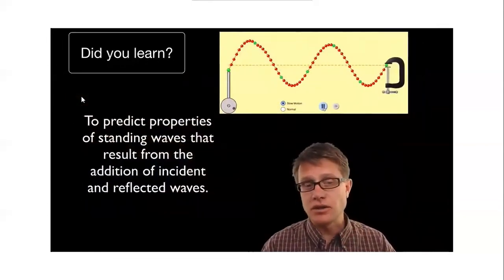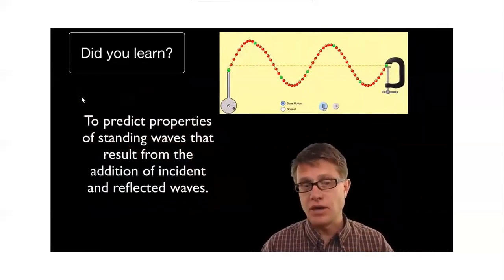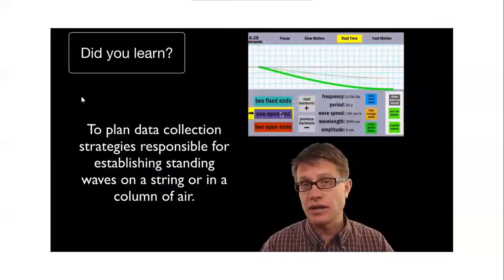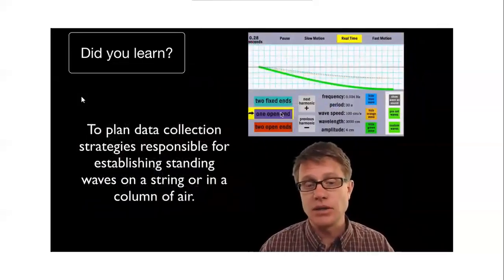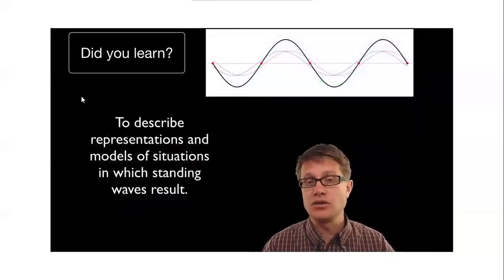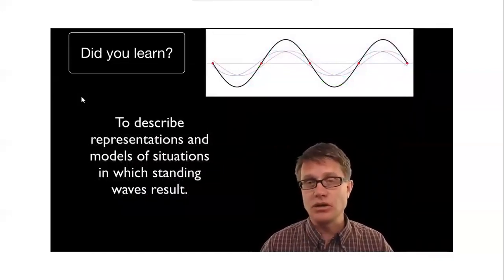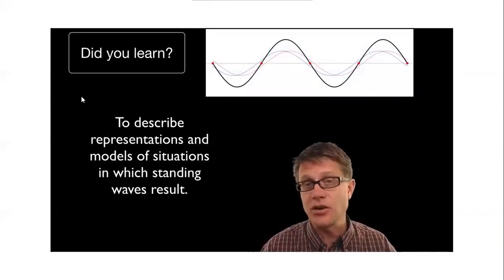And so, did you learn to predict the properties of standing waves? They result from reflection of these traveling waves. Could you collect data? Again, I used a simulation to do that. And then finally, could you describe examples of when this occurs, standing waves? Musical instruments are good, baseball bats are great, and I hope that was helpful.